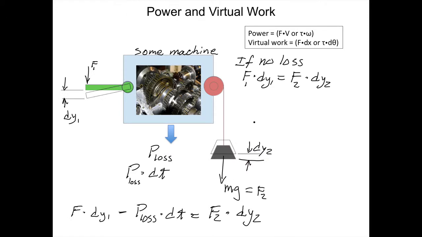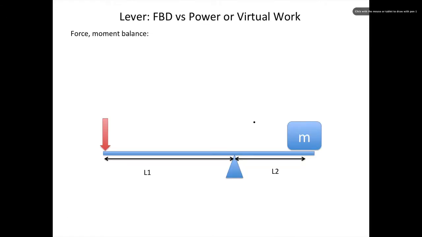And let's see, I have to clear and then go to the next slide. All right. So what I have here is a very simple machine. It's a lever. And if I were to ask you, for a given weight, so we have a force here, we'll call this mg, the force from that weight.